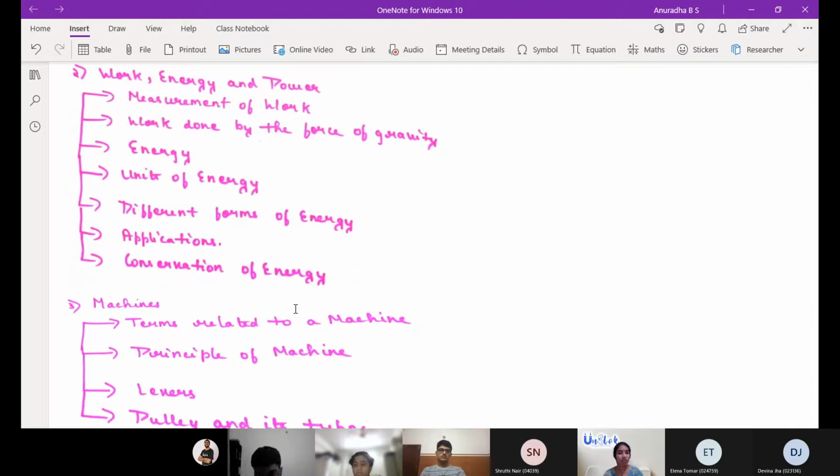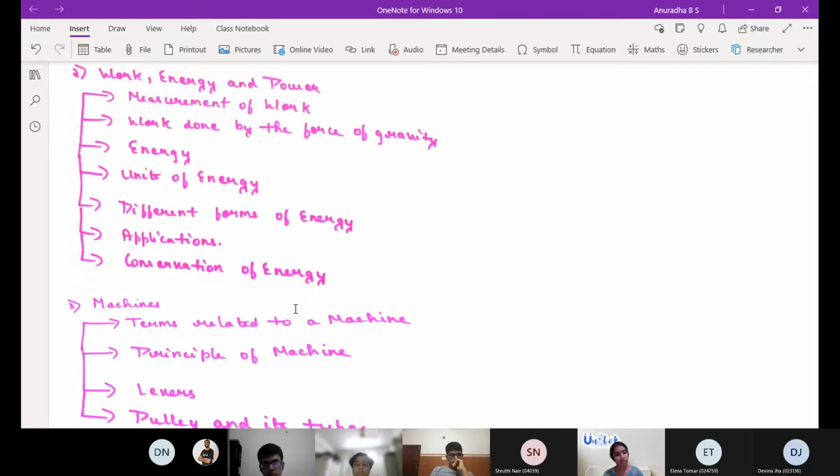And different forms of energy. Can you guess the different forms of energy? Kinetic, potential. Yes, kinetic energy and potential energy. Kinetic energy and potential energy come under mechanical energy. So you'll be learning about that also, the conversion of potential energy to kinetic energy. Whenever a body is falling, what will happen to that? How is potential energy getting converted to kinetic energy?